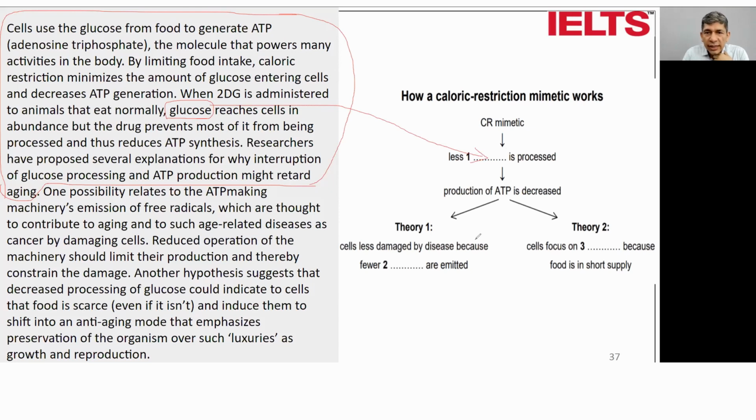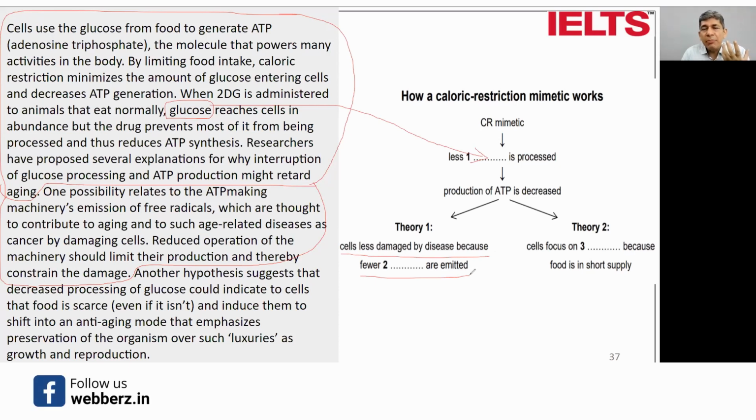Okay, so now this one, theory number one. No, wait, wait, we will just fix it up. It is very tricky. So I have to teach you this because I don't want mistakes in the real exam. So first I will mark this area like this, just like doctors mark the area before surgery, so always mark the area. Okay. So now theory number one is cells less damaged by disease because fewer dash are emitted.